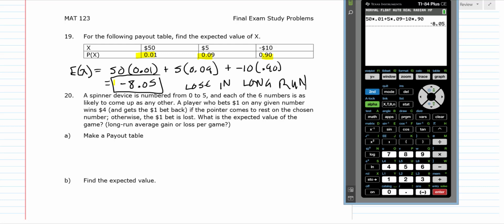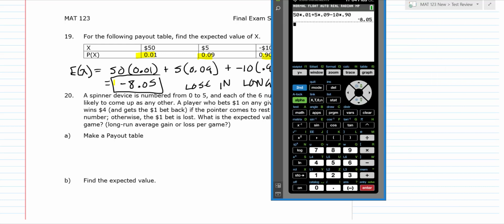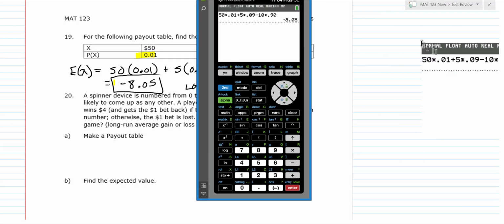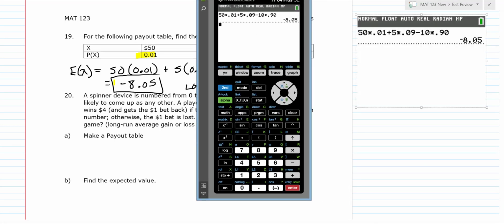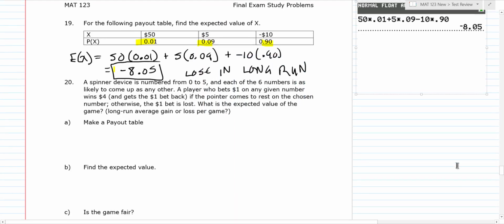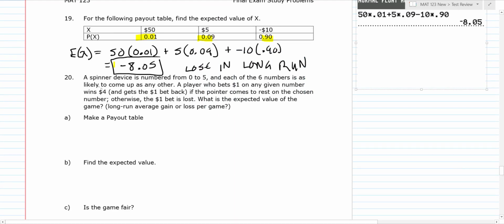Okay, next problem's the same thing, except you've got to put it together. All right, so I'll read the next problem. It says a spinner is numbered 0 to 5, and each of the 6 numbers is equally likely to come up as the other. I'm just going to write them up. We have 0, 1, 2, 3, 4, 5, 6.